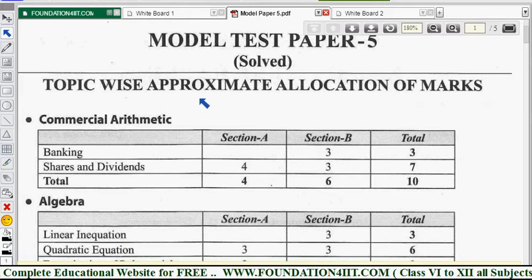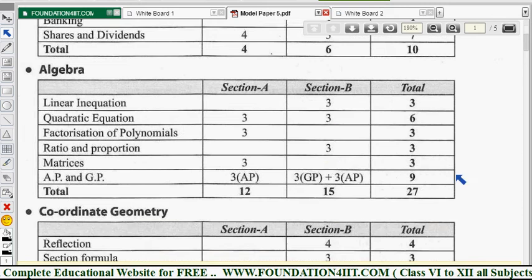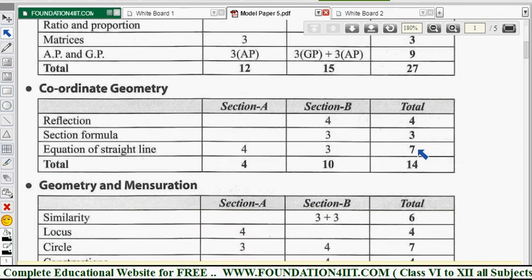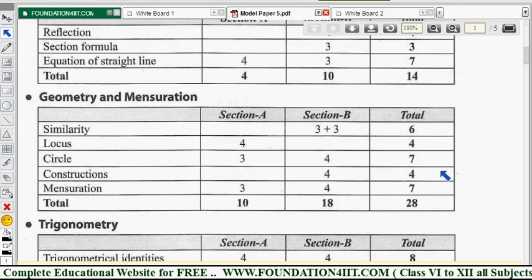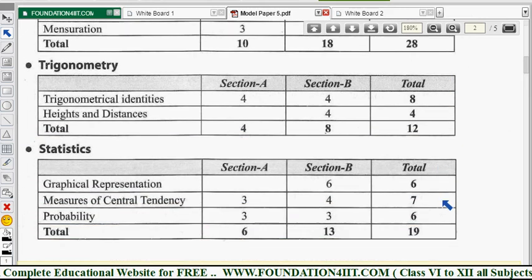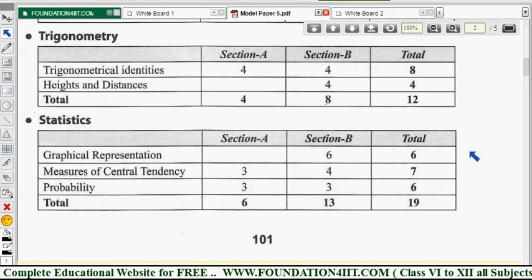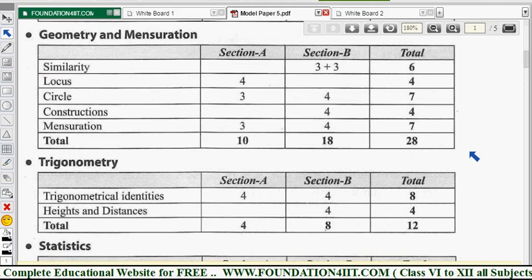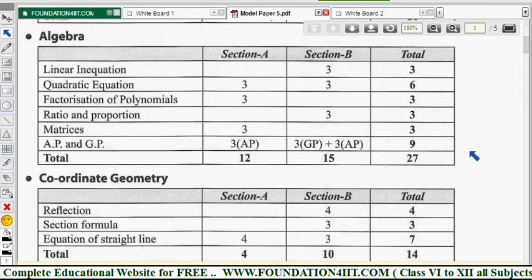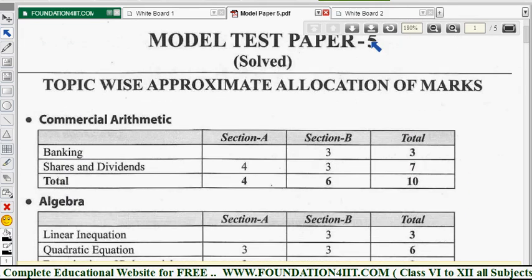If you see the topic-wise approximate allocation of marks in this paper, commercial arithmetic is 10 marks. That means section A has one question from shares and dividend, and section B has one question on banking and one on shares and dividend, 3 marks. Similarly, algebra is 27, coordinate geometry is 14, geometry and mensuration is 28, trigonometry is 12, and statistics is 19. If you observe the pattern, you understand how questions come from every topic, which topic is more and which is less.